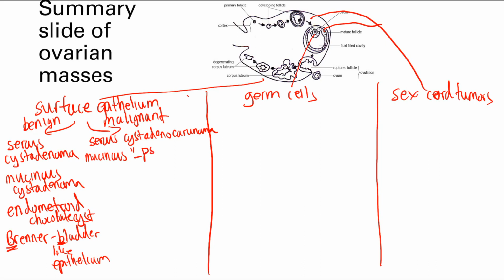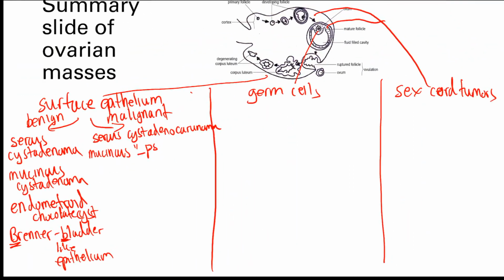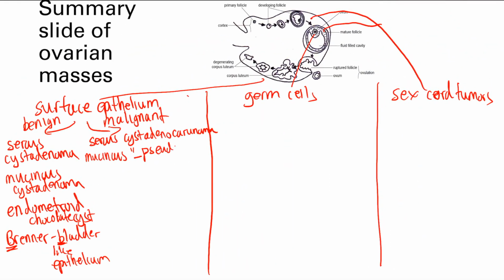And we have the mucinous cystadenocarcinoma, and this can be complicated by pseudomyxoma peritonei. Let me zoom out a little bit. Pseudomyxoma, and that is when you have a ton of mucus in your peritoneal space due to the rupture of this mucinous cancerous cyst.